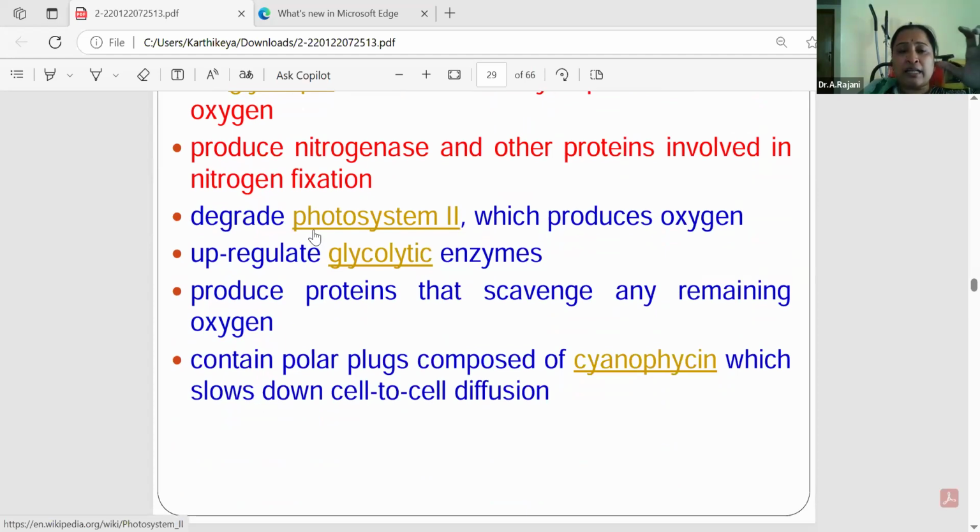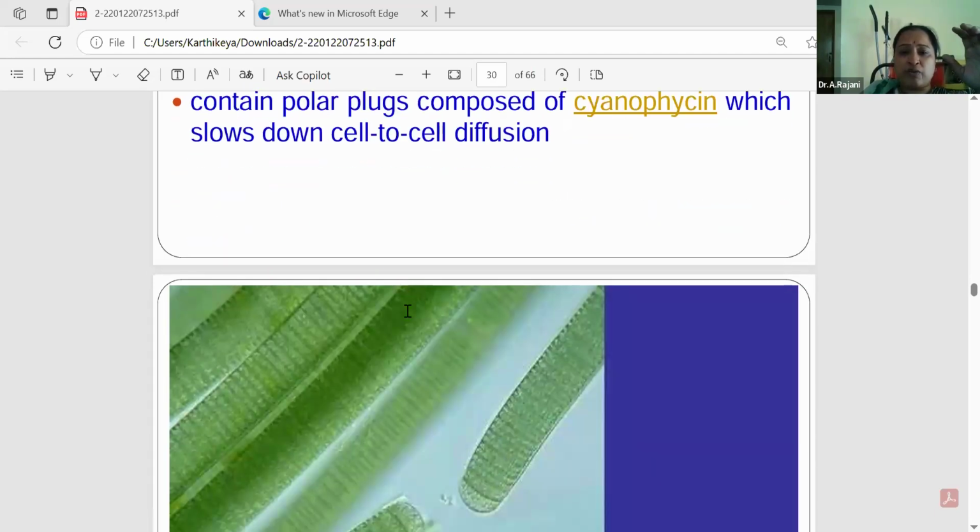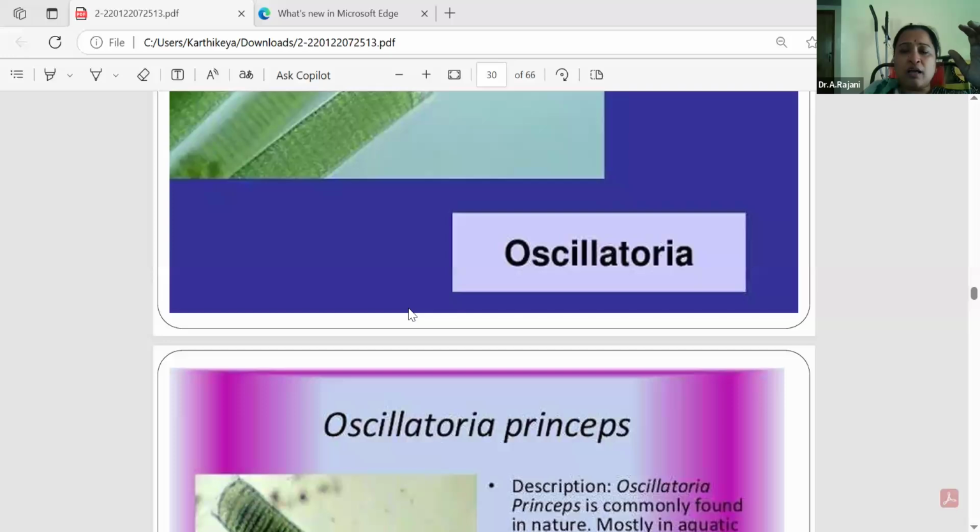Another important feature is the degradation of photosystem 2. Two systems are there, photosystem 1 and 2. Here, photosystem 2, which produces oxygen, is degraded. The uptake-related glycolytic enzymes are present, and another important feature is proteins that scavenge any remaining oxygen. That's why heterocysts contain a polar plug composed of cyanophycin, which slows down cell-to-cell diffusion. This is Nostoc.